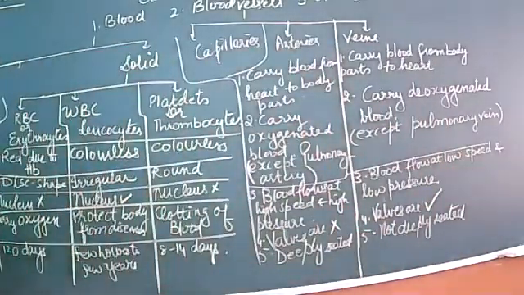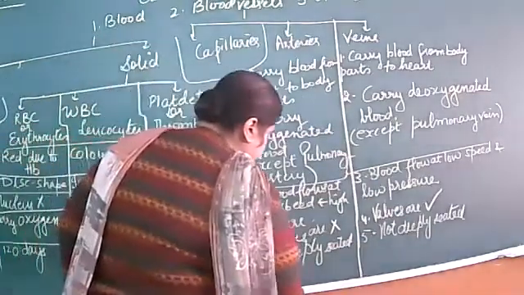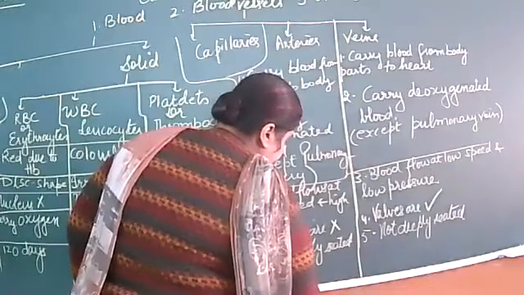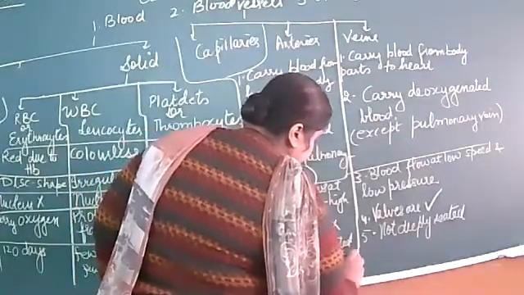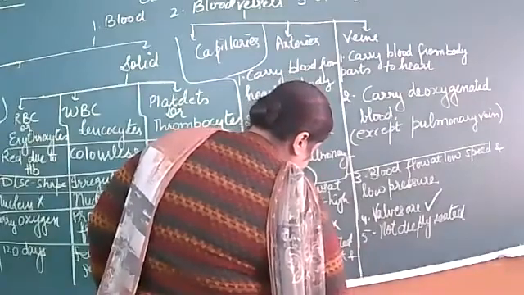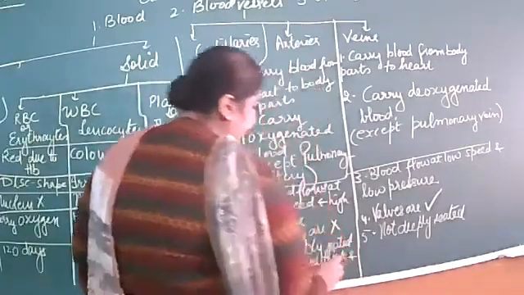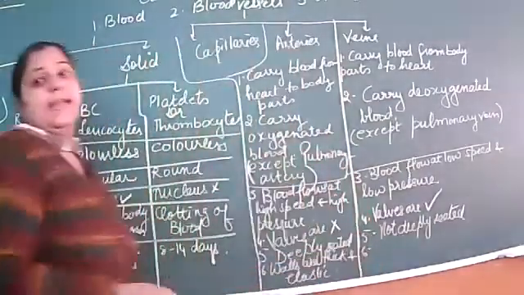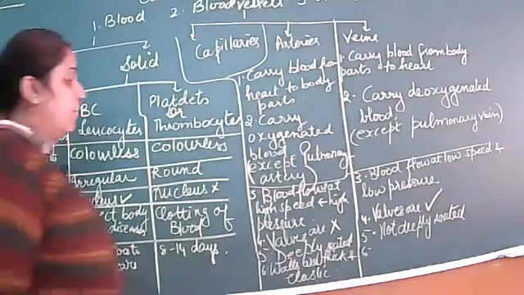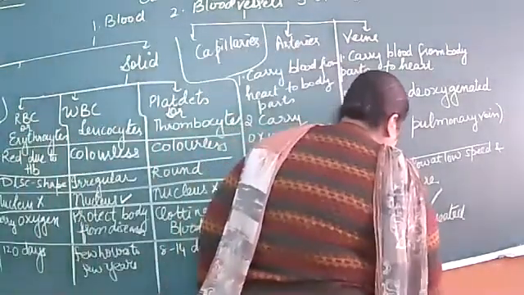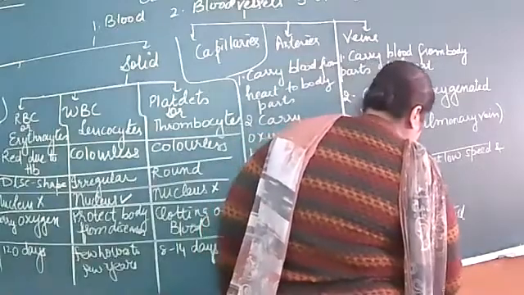Number 6, walls of arteries, they are thick and elastic. In case of veins, walls are thin and less elastic.